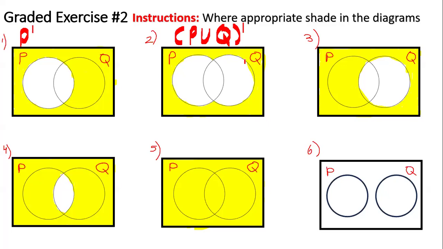All right. So number 4, what do we have? Sorry, number 3. Number 3 is Q complement. And P intersection Q complement.